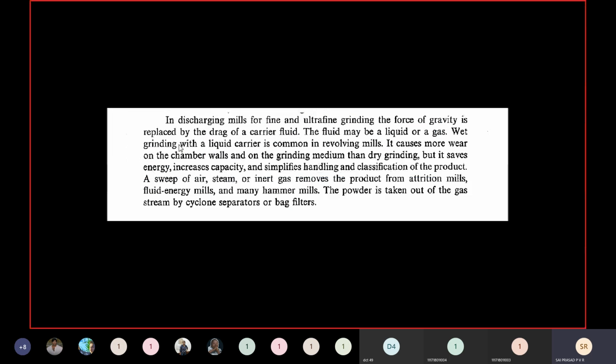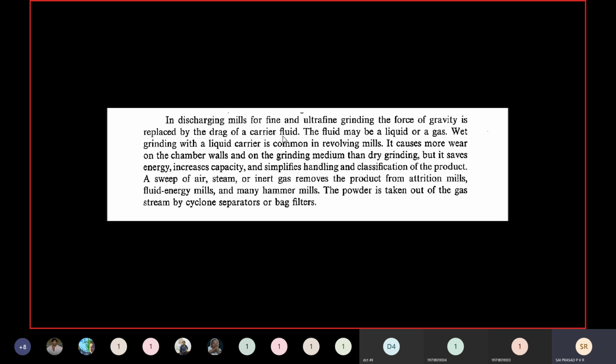So, last one. In discharging mills for fine and ultrafine grinding, the force of gravity is replaced by the drag of the carrier fluid. In our diagram, we have seen air. Air was deliberately sent to the crushing zone by means of fans which are built inside the system. This air will carry the fine particles from B to A, and they are passing out. The heavier particles will go out from the center, and they take the blows of the hammers.